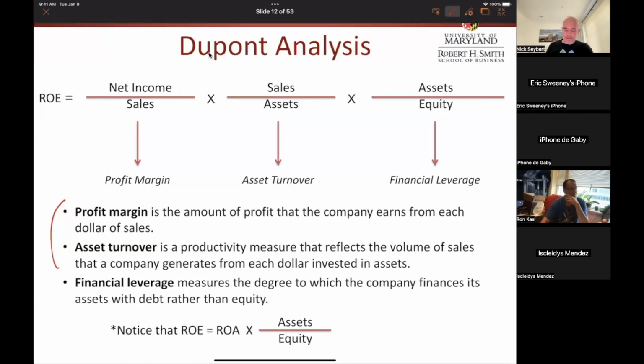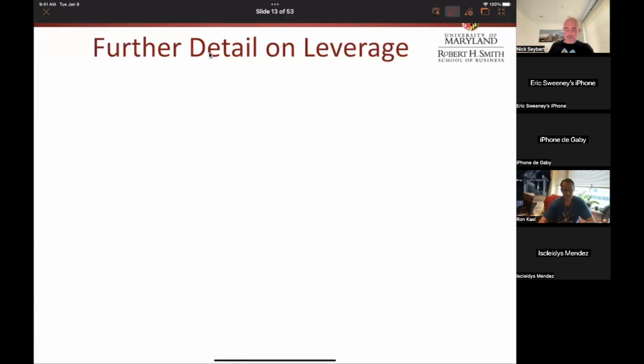And notice, very important, that we saw the first two ratios before because those first two ratios are ROA, return on assets. So return on equity is very closely related to return on assets. It is precisely equal to return on assets multiplied by leverage. Again, this weird leverage ratio, assets over equity. Let me prove to you real quick.